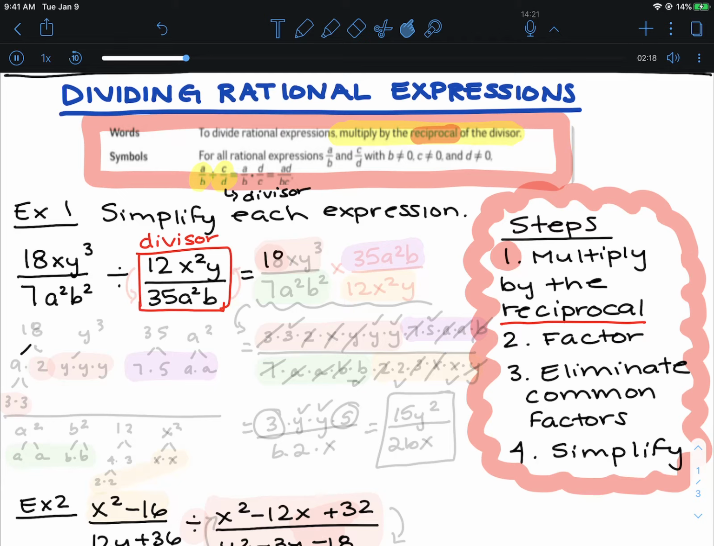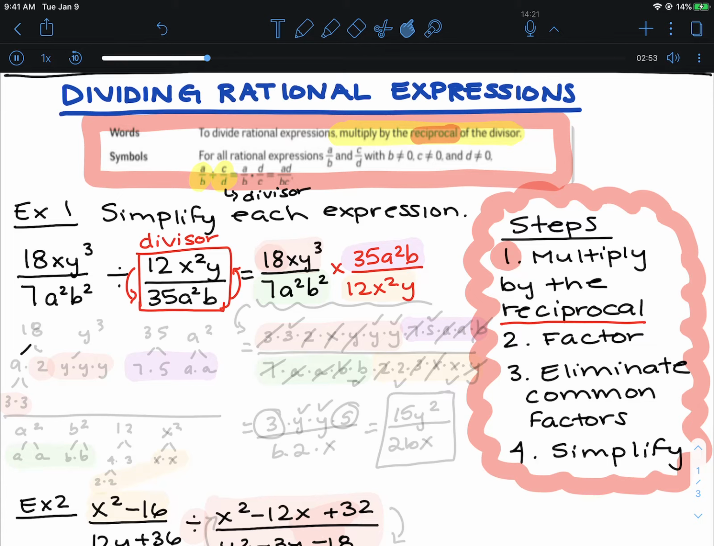So I'm going to get 18xy cubed divided by 7a squared b squared, but now instead of having a division, I'm going to turn that to a multiplication problem. And now this is going to go to the bottom and this is going to go to the top. So now I'm going to have 35a squared b divided by 12x squared y. And that is how we convert this division problem to a multiplication one.